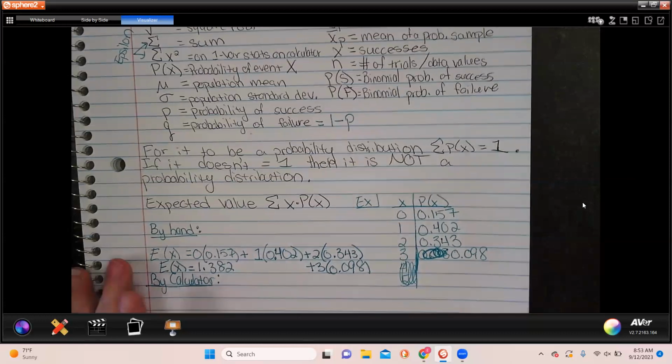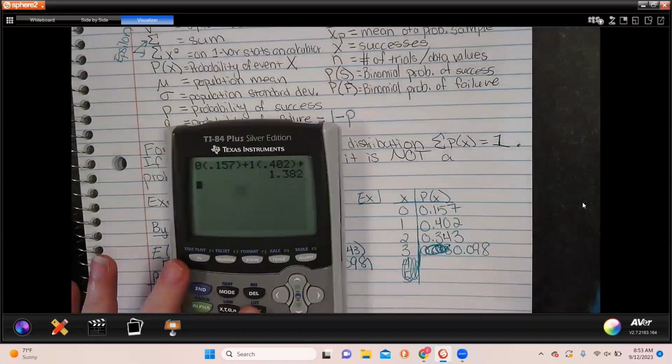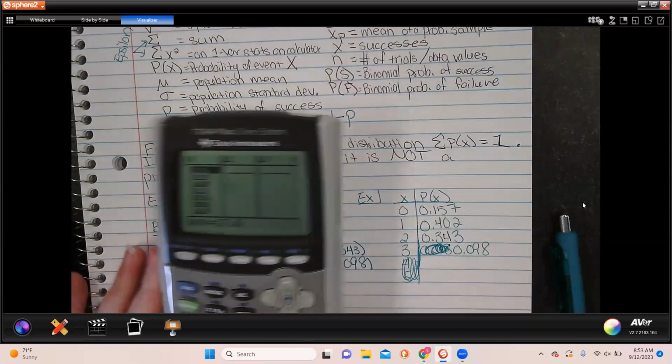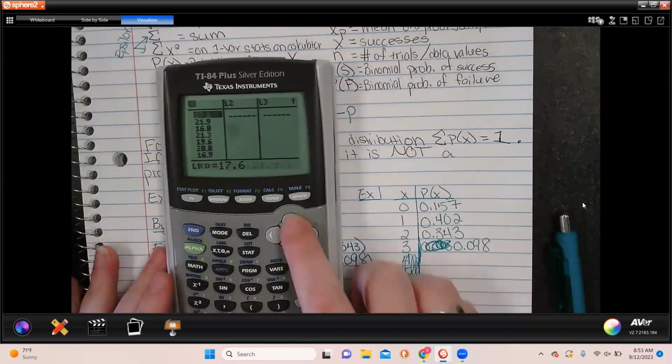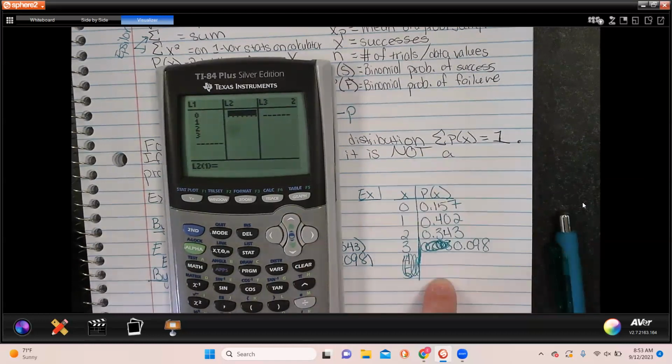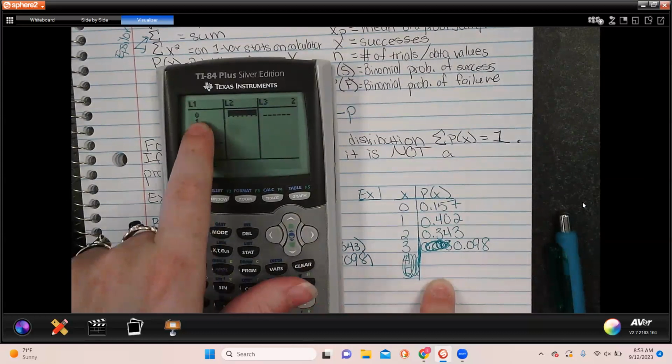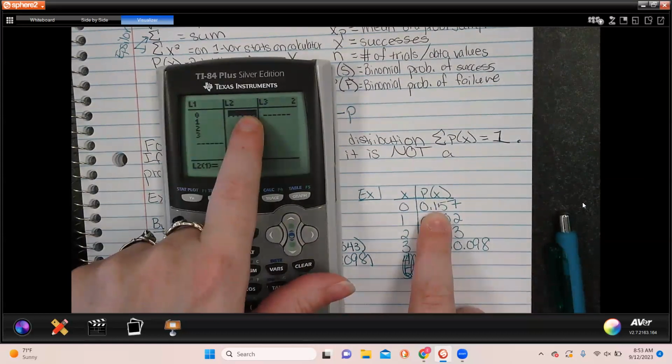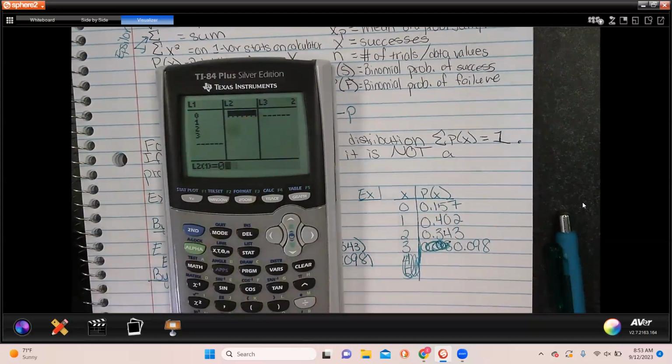By the calculator, you can do this using the lists. Stat, edit gets me to the lists. I'm going to use list 1 for the x's, so 0, 1, 2, 3. I'm going to use list 2 for the corresponding probabilities. So 0 is in my first row, which means the first row of list 2 needs to be its corresponding probability, and so on and so forth.